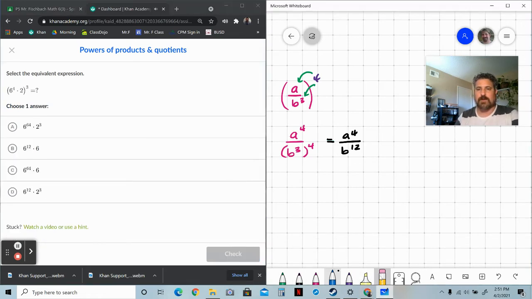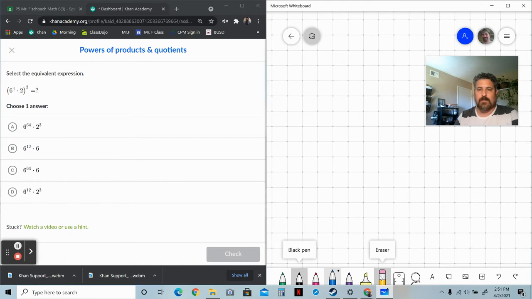Okay, for the next one, you've got 6 to the fourth times 2, all raised to the third power. Now, in this case, if we identify our base, right, this whole thing is being raised to the third power, which means that each factor is being raised to that third power. Remember, when you're raising a product to a power, each factor gets raised to that power.